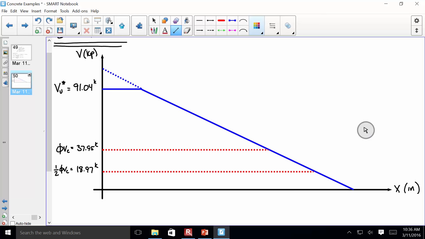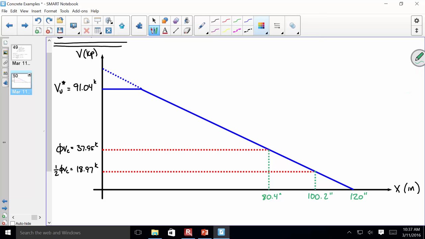There we go. Okay, so if I draw an x value right there, or one right there, let's indicate that out. This is 120 inches. This is 100.2. And this is, what is it, 80.4? Does that make sense? You got a puzzled look on your face. I wonder if I should take that as a compliment or not. Everybody good?